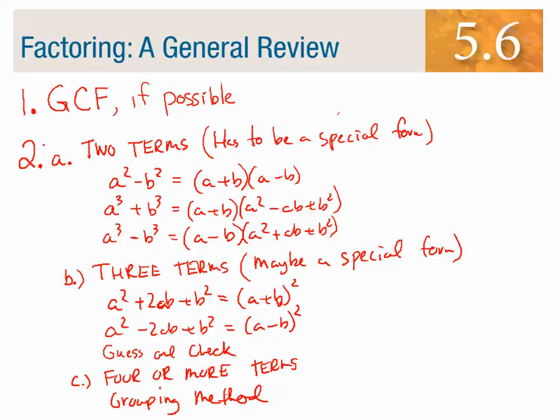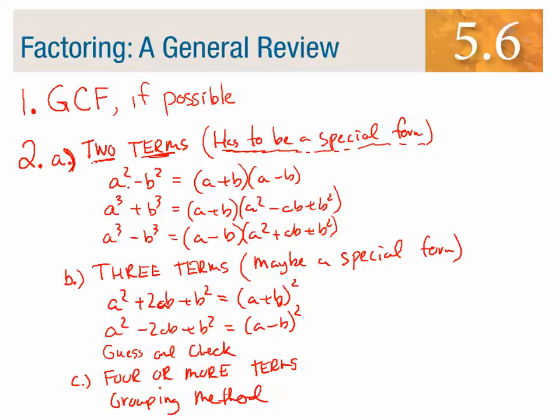Just 2. First step you always have to do, if you can, you have to see if you can factor out a greatest common factor. First step, we practiced it, that was the first thing we did, right? You always check, and it's if possible, because it may not be possible, as many times it wasn't. Step 2, then all depends on how many terms you have. That's it. So if there's 2 terms, notice what I put in here. It has to be a special form. There's no other way around it.